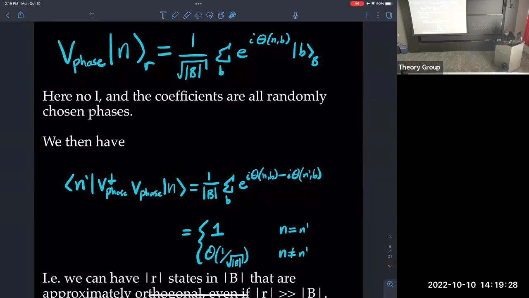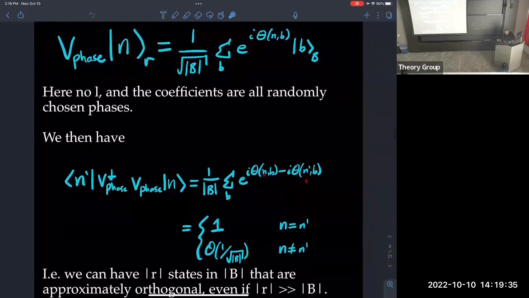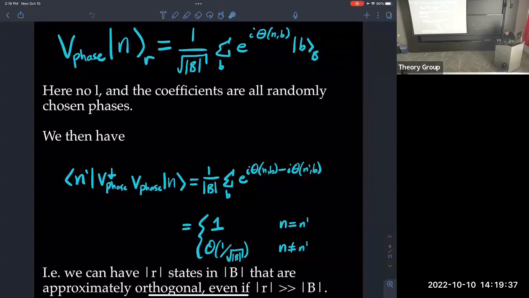And so little b in this argument is the same, but little n is different. One is n and one is n prime. So when n equals n prime, this sum will just give you a sum of 1 over all states in B. And then that cancels with this guy to give you 1. Okay, so the inner product between n and n is 1.